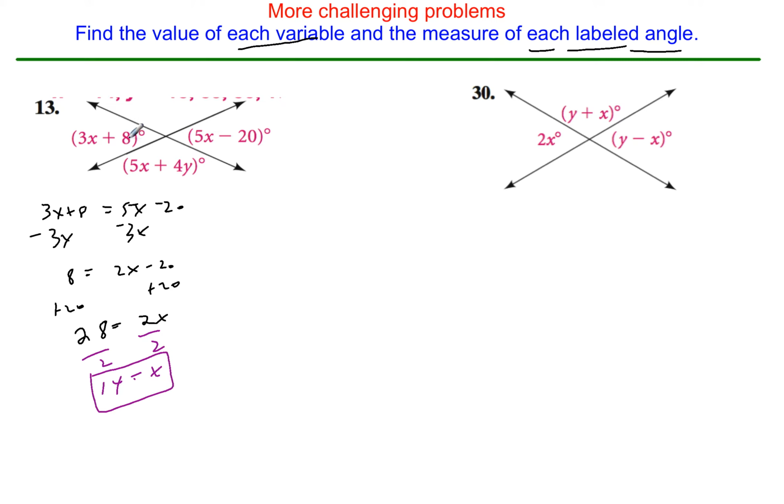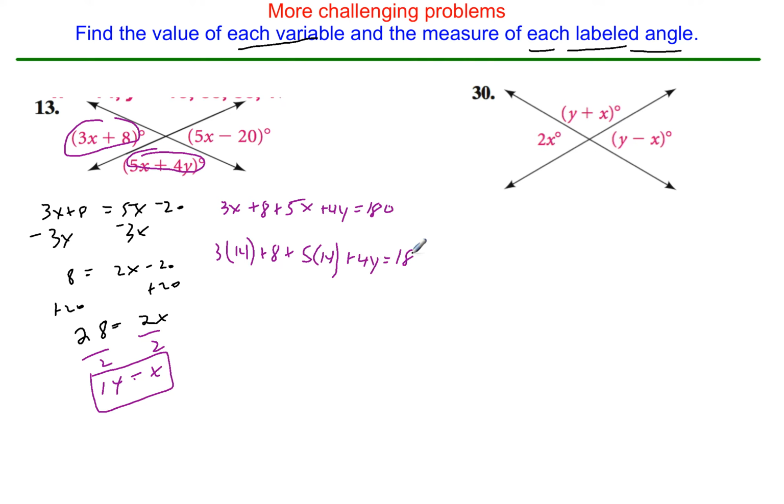How do we find y? Well, I know that these two angles, this 3x plus 8 and this 5x plus 4y, are a linear pair, which means their sum should be equal to 180. So let's set 3x plus 8 plus 5x plus 4y equal to 180 because they are a linear pair. Well, I know what x is. x is 14. So I have 3 times 14 plus 8 plus 5 times 14 plus 4y is equal to 180.